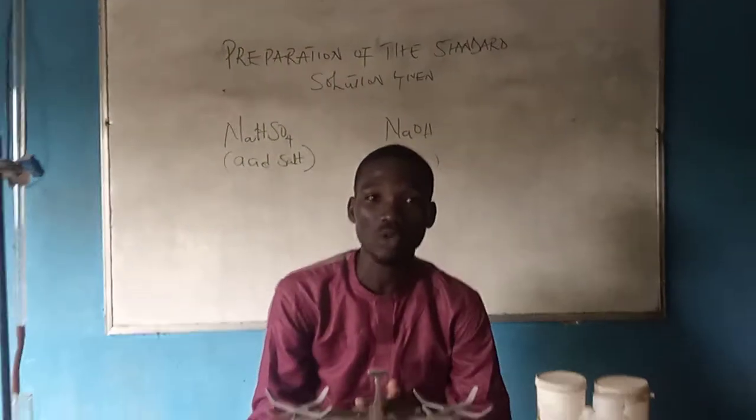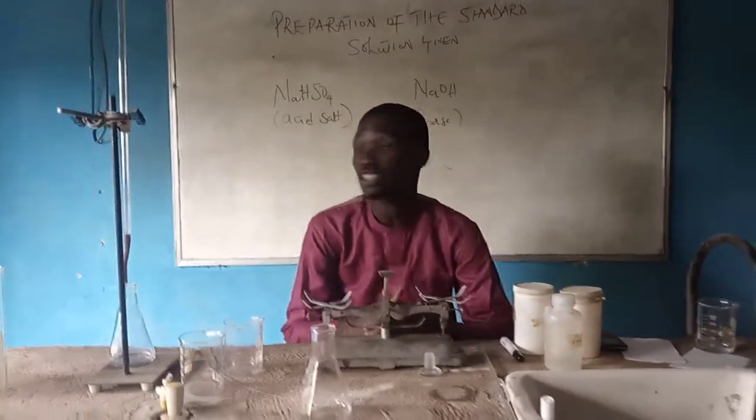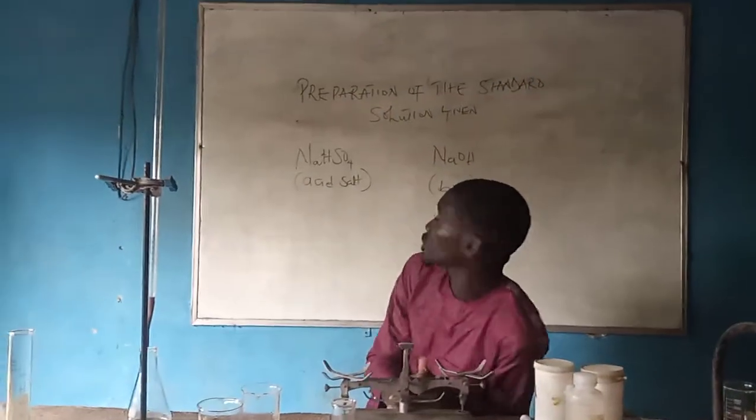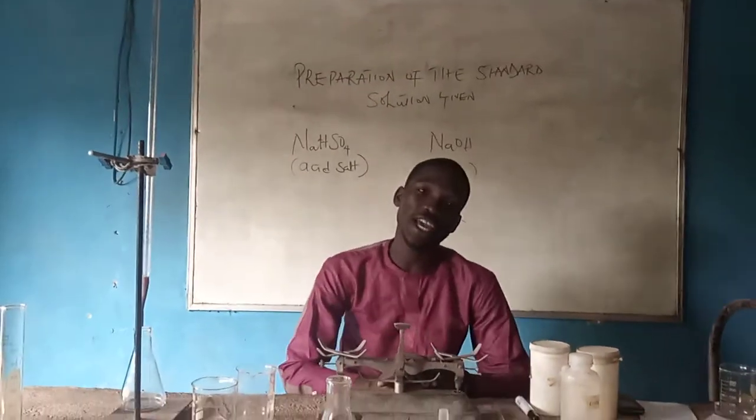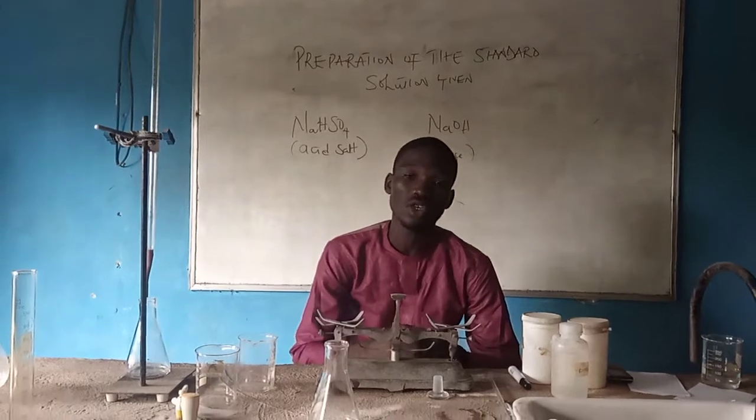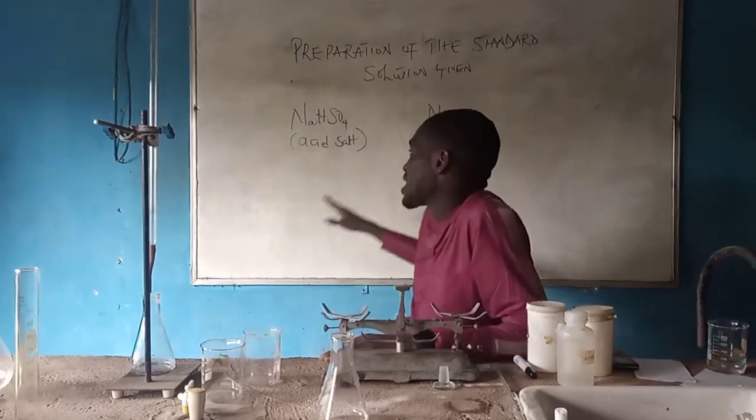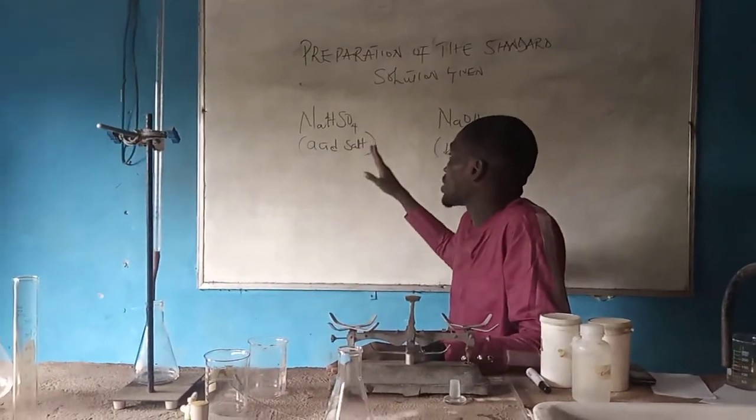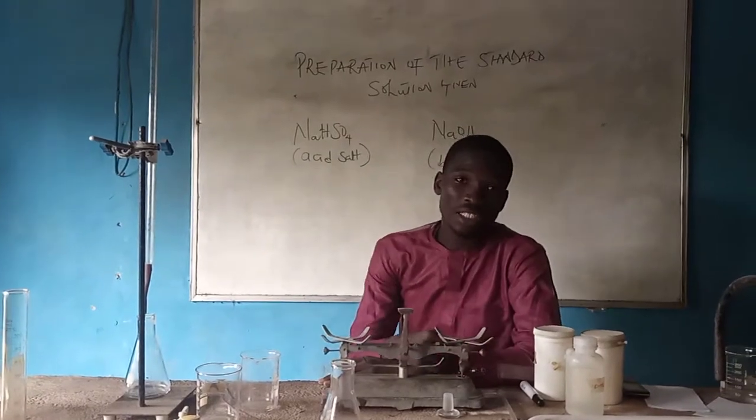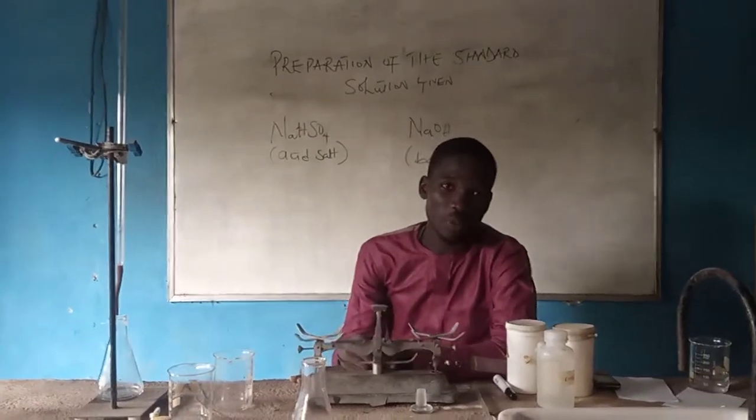This morning we talk about how to prepare the standard solution of the sample given. Don't forget we are also talking about the two samples. The first one is an acid salt, which is known as sodium hydrogen sulfate. And out there, many teachers don't know how to prepare the solution.